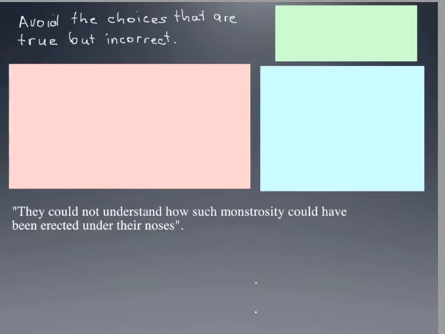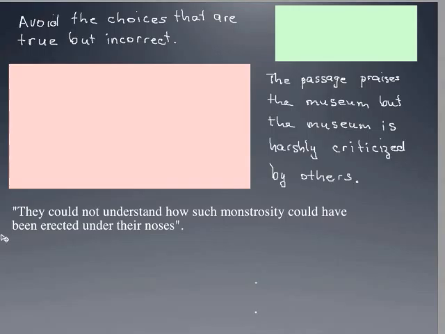Too often, students make the mistake of choosing the answer that makes a true statement but does not answer the question correctly. How can that be? Imagine that you have read a passage written by an art critic praising the museum that has been harshly criticized by others. The passage acknowledges certain flaws in the planning and design of the building, but on the whole, it praises the building for its innovations.